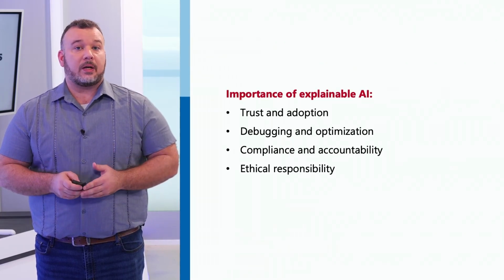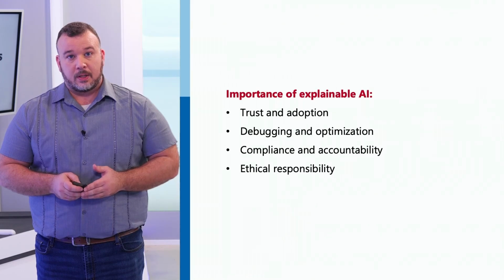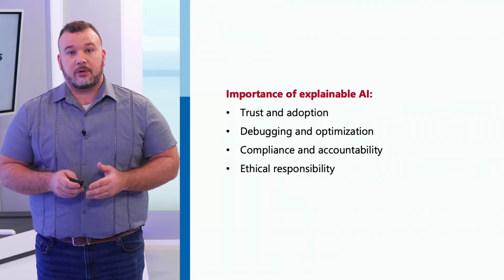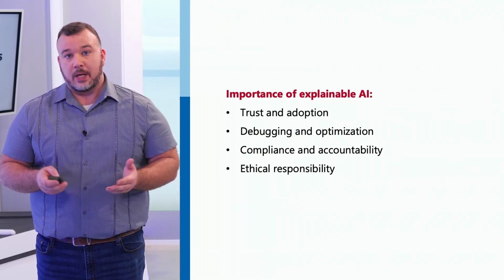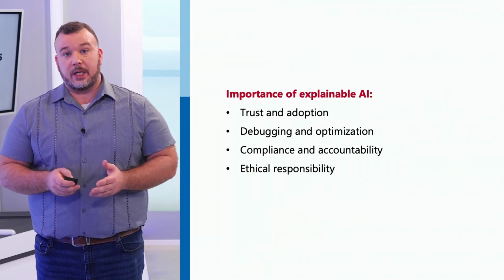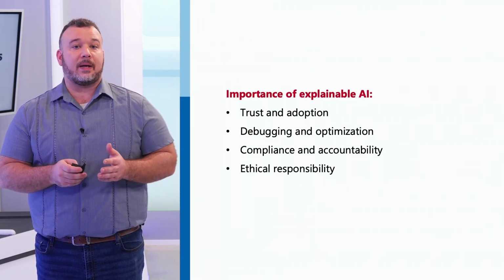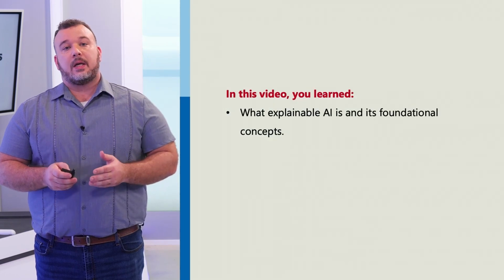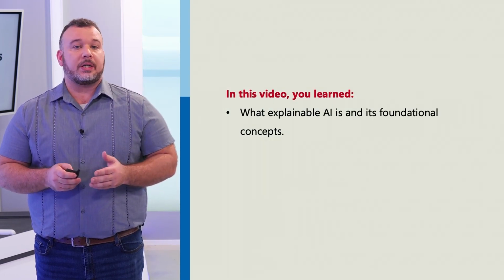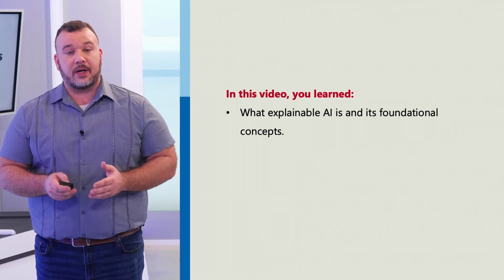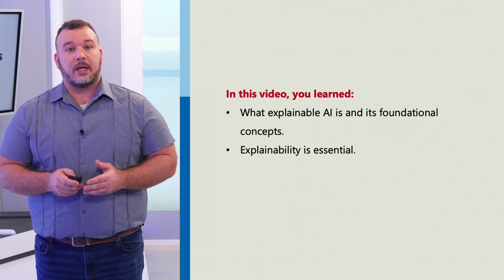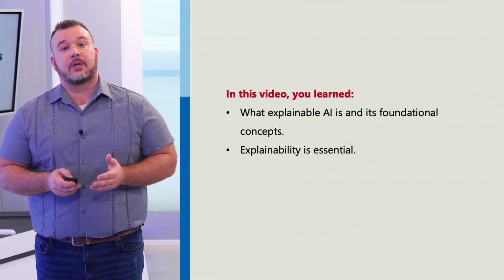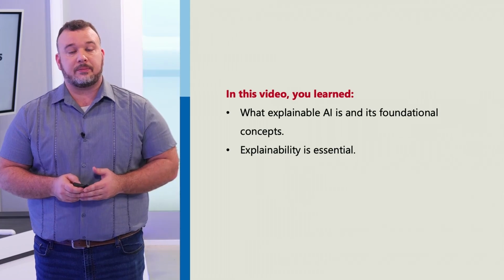Let's now talk about ethical responsibility. AI systems impact critical areas, such as hiring or medical diagnostics. Explainable AI helps engineers identify biases and prevent unintended harm. In this video, you learned about what explainable AI is and its foundational concepts. Explainability is essential for building trustworthy and transparent AI systems.